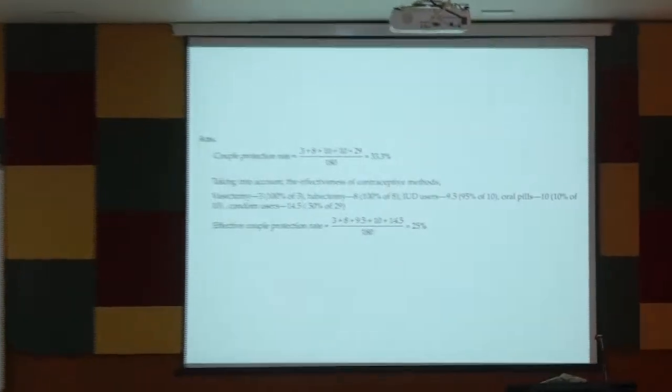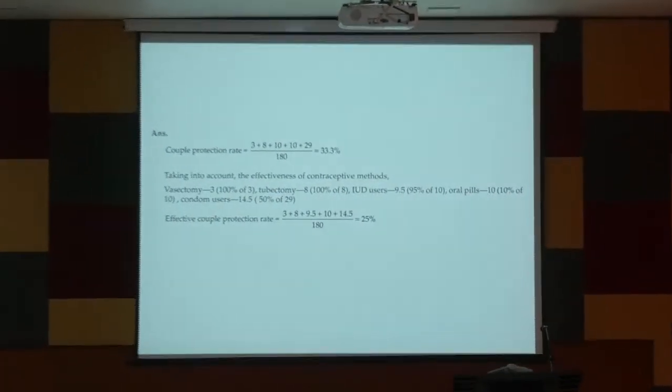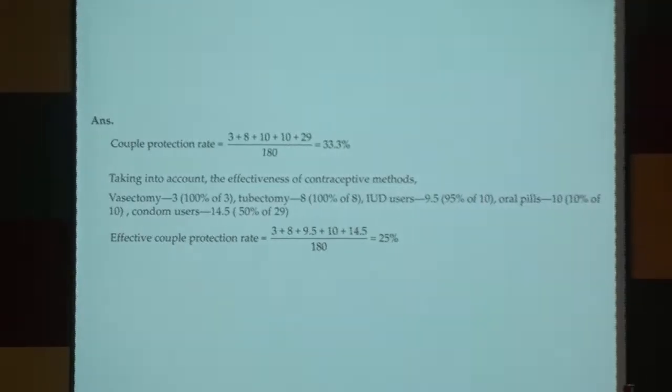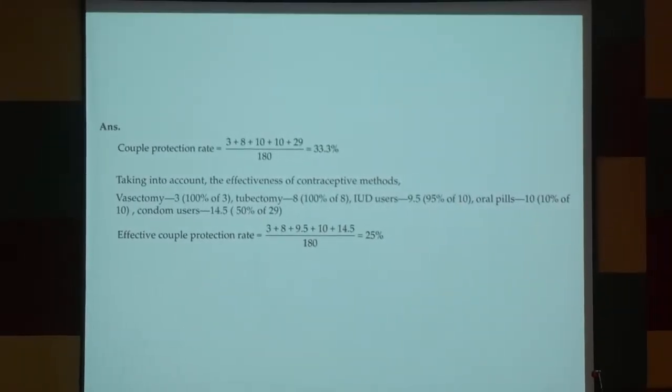Usually it is 33.3 directly if you calculate the couple protection rate, but taking into account the effectiveness of the contraceptive methods, if you calculate like that, then it comes to be 25%. So you just have to answer what is asked in the question. Is it a couple protection rate or effective couple protection rate?